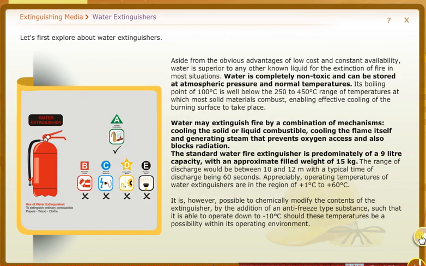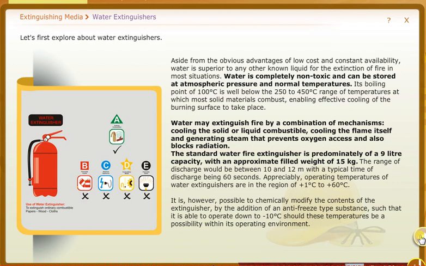Let's first explore water extinguishers. Aside from the obvious advantages of low cost and constant availability, water is superior to any other known liquid for the extinction of fire in most situations. Water is completely non-toxic and can be stored at atmospheric pressure and normal temperatures. Its boiling point of 100 degrees Celsius is well below the 250 to 450 degrees Celsius range of temperatures at which most solid materials combust, enabling effective cooling of the burning surface to take place.